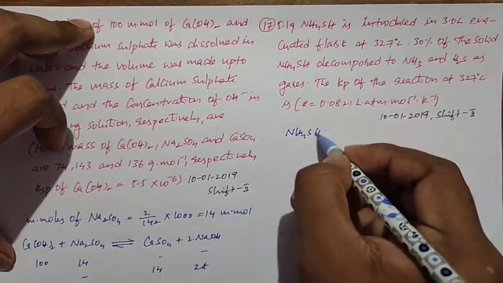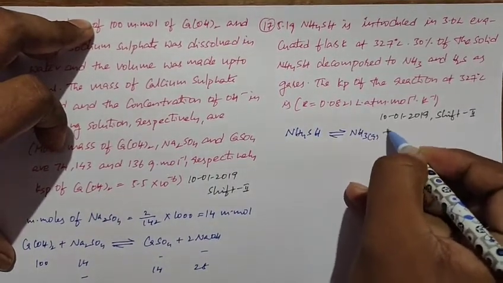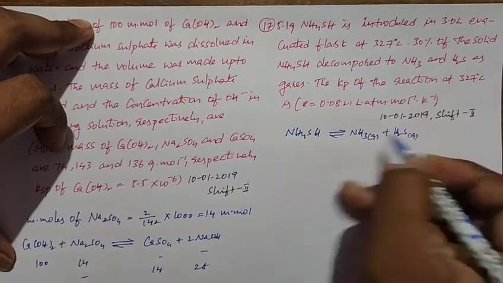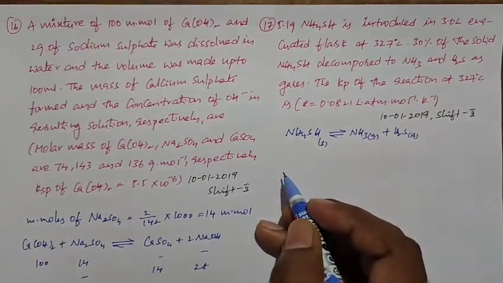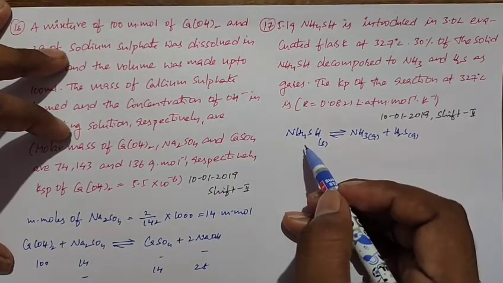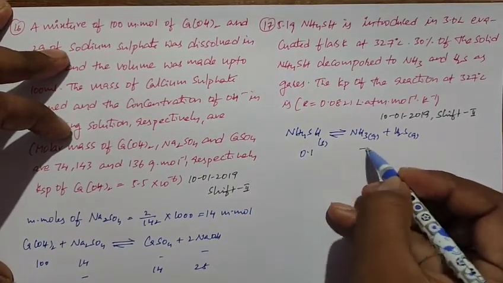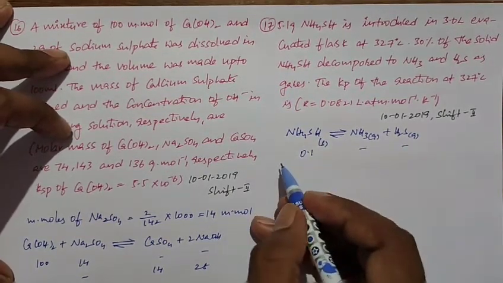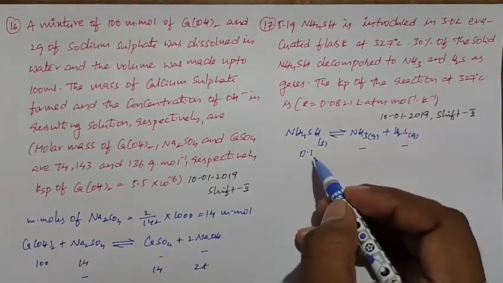NH4SH undergoes decomposition. It can form ammonia and hydrogen sulfide gases. Ammonium thiohydroxide is a solid substance. So they said 5.1 grams of reactant is taken, so its molecular weight is 51. So 0.1 mole of reactant participates in the reaction in a 3 liter flask. At equilibrium, 30% of this solid is decomposed.